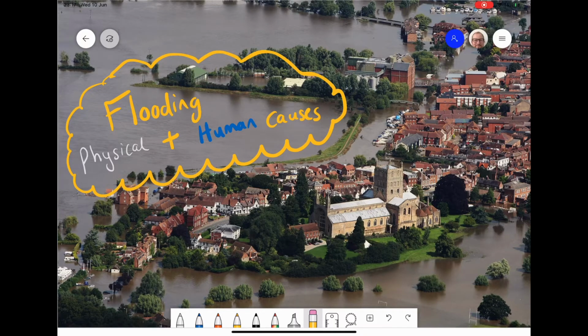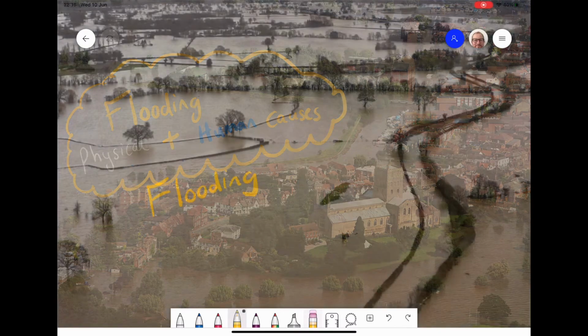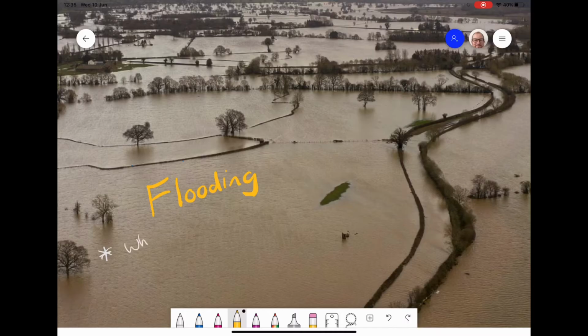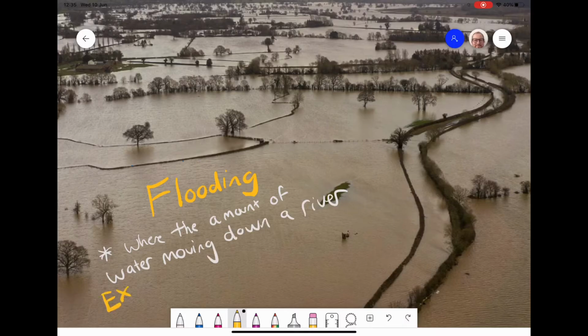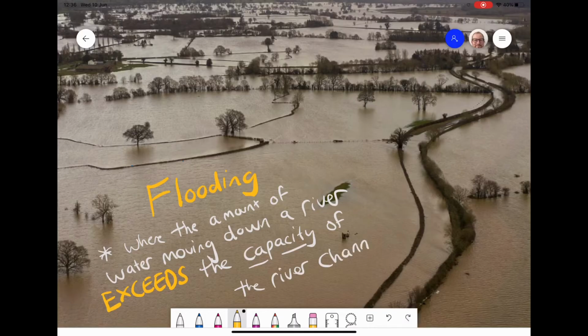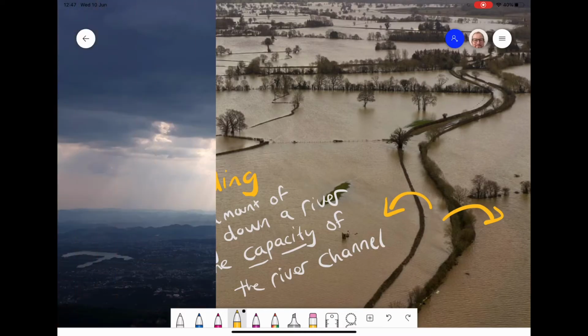Today I'm going to talk about flooding and the physical and human causes that lead to flooding. So firstly, we should start with a definition of what flooding is. This is where the amount of water that's moving down the river exceeds the river capacity. So we can see in this picture here that there's been an influx of water from whatever cause, often from heavy rainfall, and the water that was in the channel is too much for the channel to hold, and therefore it is moved out onto the surrounding area.